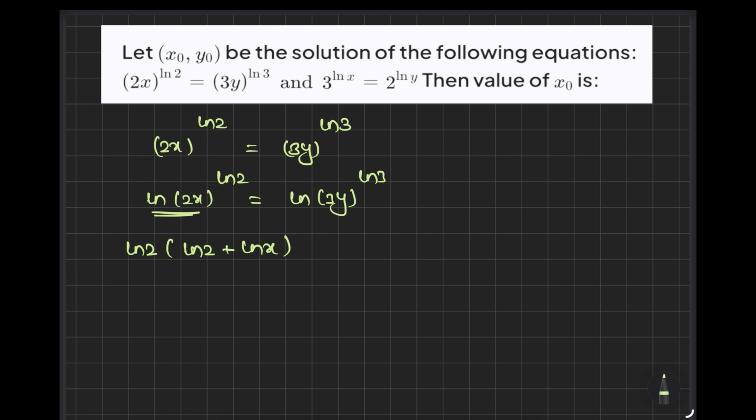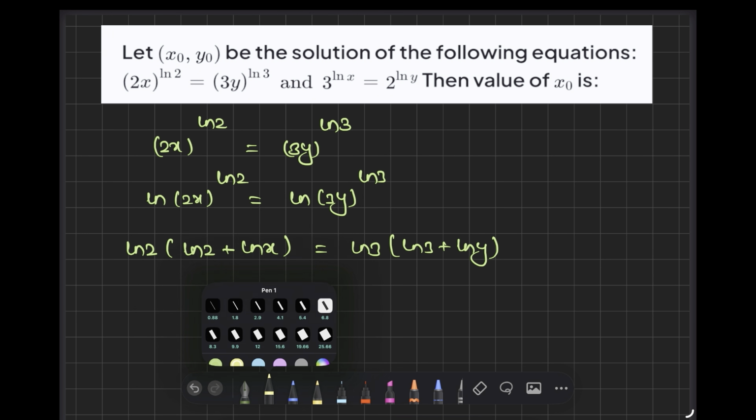Here it is ln2x. Here can I apply the log mn formula? So we did the same. Here it is ln3 times ln3 plus ln y. Now what I will do, I will remove this y. So we have to find the value of ln y.